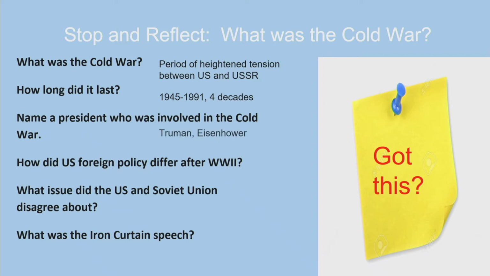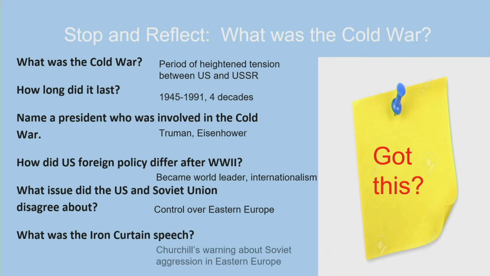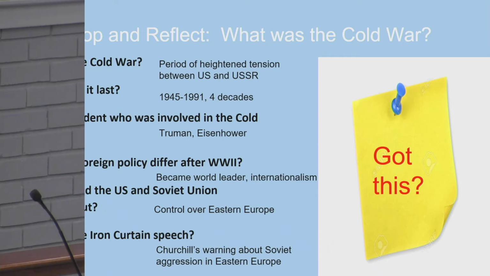A president who was involved in the Cold War, you could have said President Truman or President Eisenhower. How did U.S. foreign policy differ? We became a world leader. We had an internationalist foreign policy. What issue did we disagree about? Control over Eastern Europe. And finally, what was the Iron Curtain speech? Winston Churchill's warning about Soviet aggression in Eastern Europe. All right, great. I hope you got those. Let's move on to our second topic.